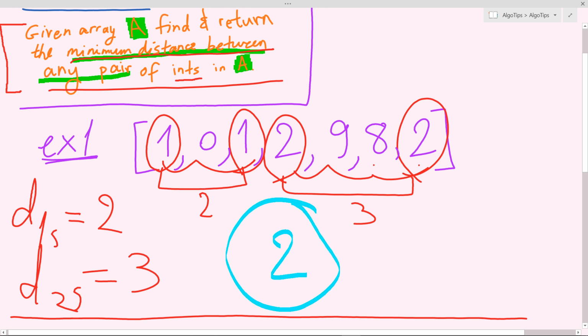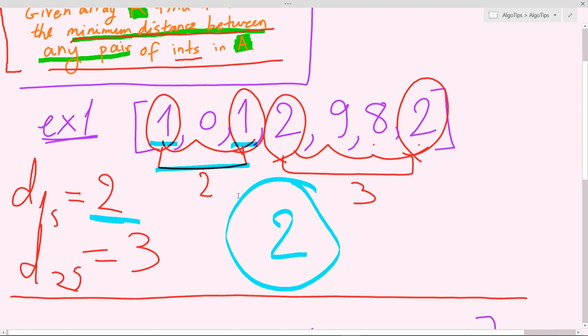And that's what we return, because the minimum distance between the two pairs of ones over here is the smallest such distance between any two pairs. So let's take another example to help further clear this up.